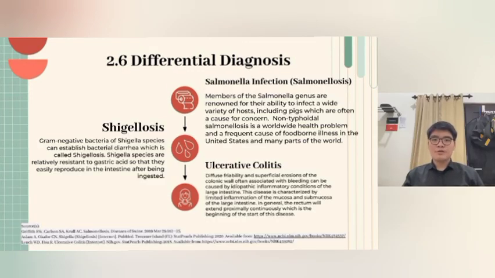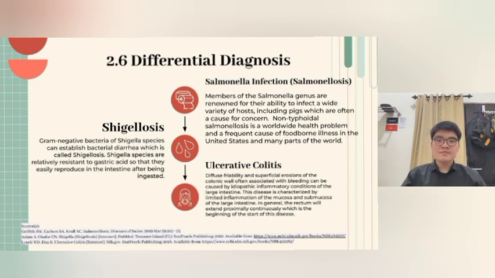My name is Nathanael Monika with 077 as my 3 last student number digits. I'm going to continue the explanation with the differential diagnosis. Salmonella infection, salmonellosis. Members of the Salmonella genus are renowned for their ability to infect a variety of hosts, including pigs, which are often a cause for concern. Pigs can be infected with various Salmonella serotypes, which have the potential to contaminate pork products and pose a threat to human health.